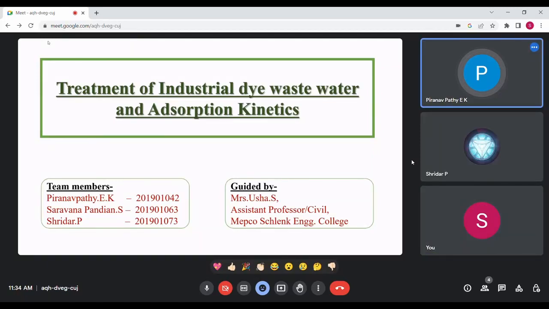Good morning. Here is our project titled Treatment of Industrial Dye Wastewater and Adsorption Kinetics, guided by Usha ma'am, myself, Pranavpathy E.K., and my friends Saravanapandian and Sridar.